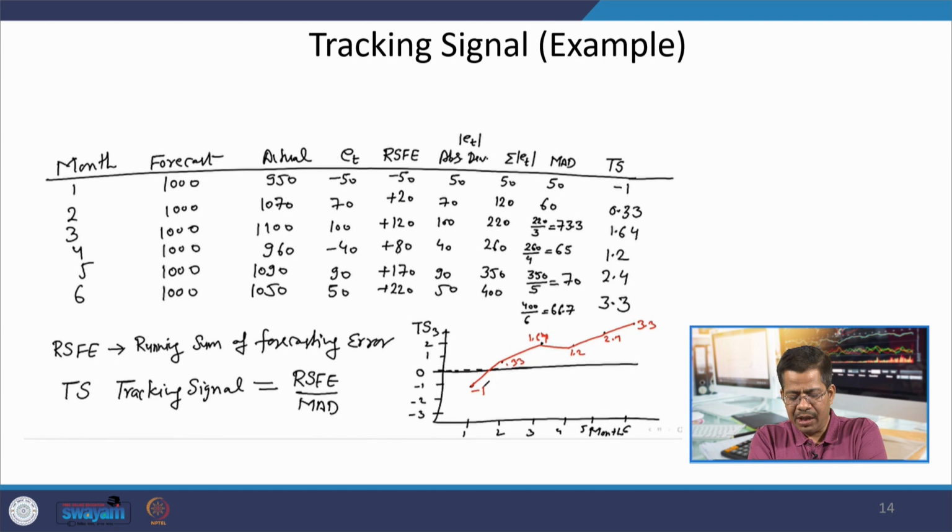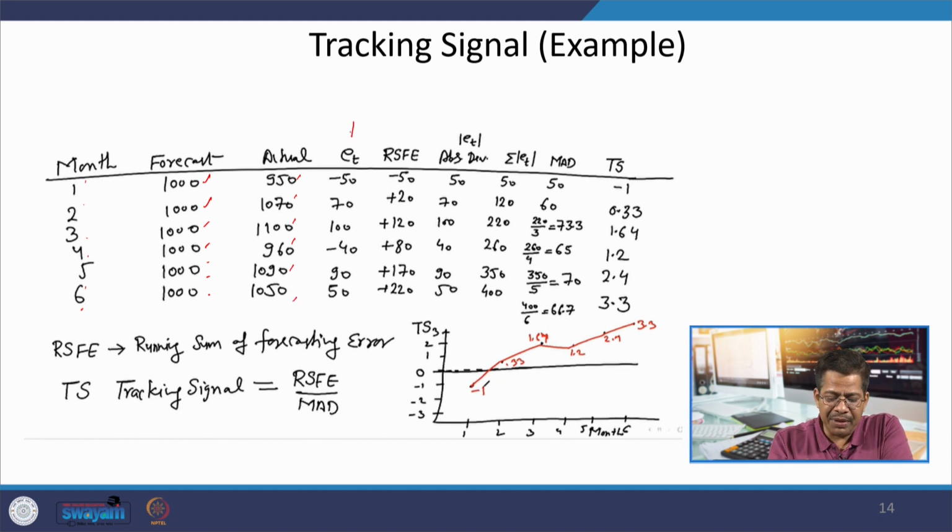This is a detailed calculation of one example for tracking signal, and you can see that we have 1, 2, 3, 4, 5, 6 months. The forecast is given as a static forecast for every period, that is 1000, 1000, 1000. The actual demand data is 950, 1070, 1100, 960, 1090 and 1050.